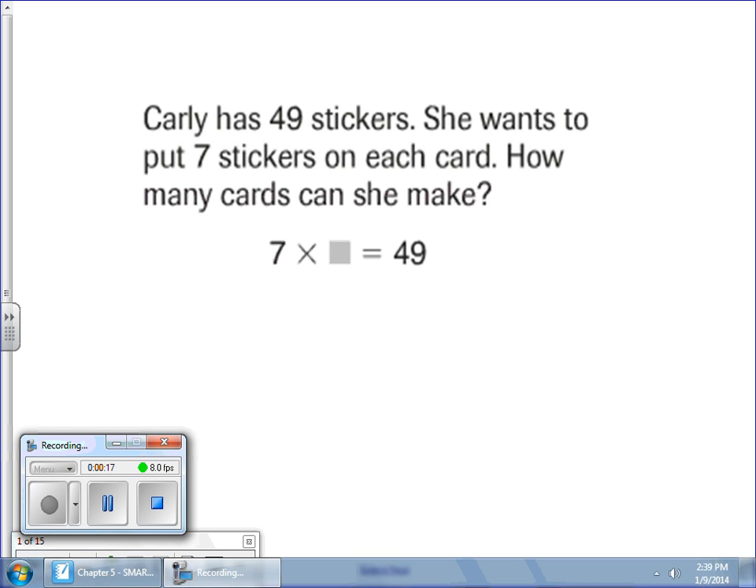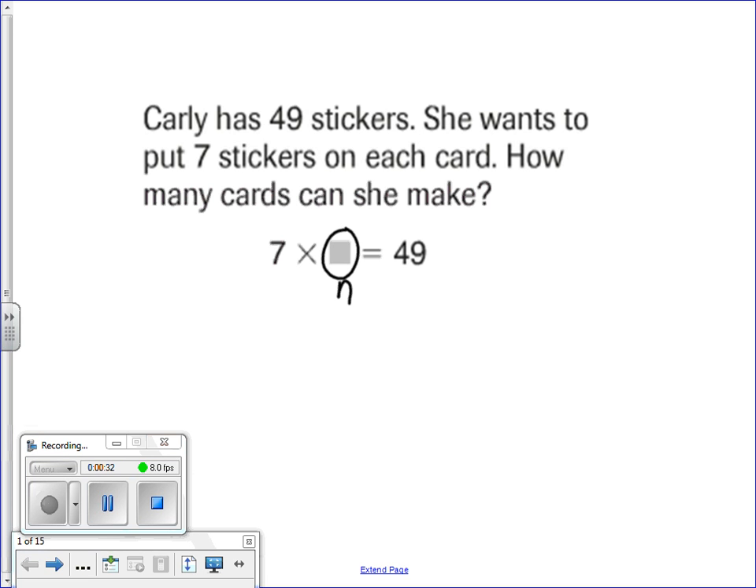So we have an equation here with an unknown factor. What is representing the unknown factor in this equation? Brianna? Right. And we know that this square can be represented as a letter, as a question mark, as a triangle, any other shape, but we know that it represents the unknown factor. So what we need to do is think to ourselves, what factor goes there to make the sentence true?